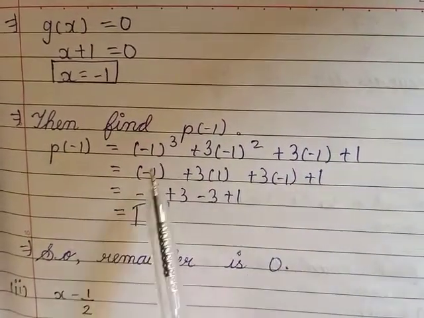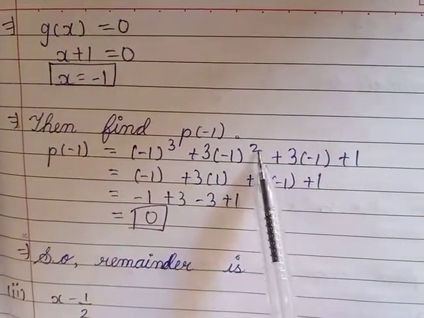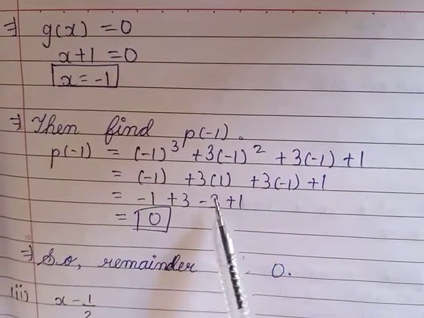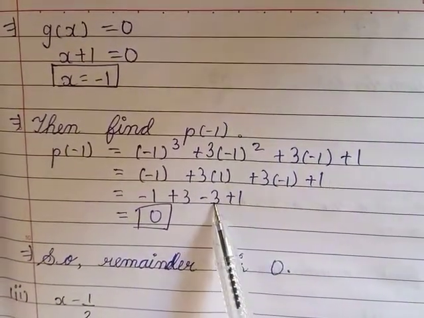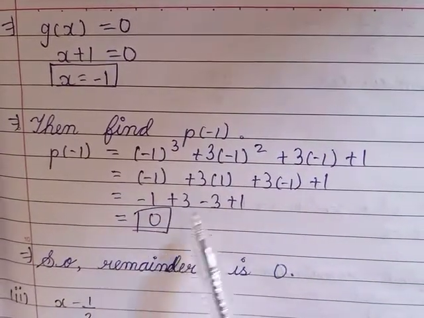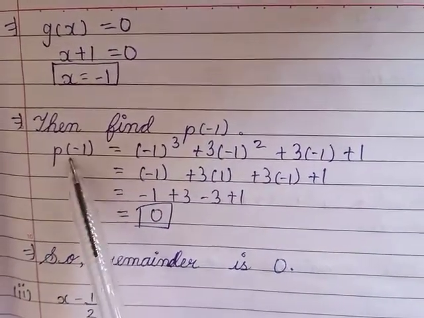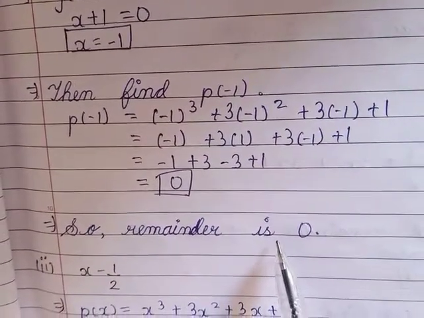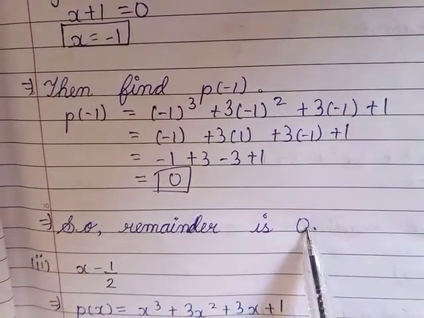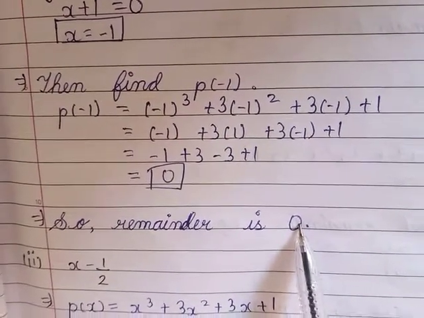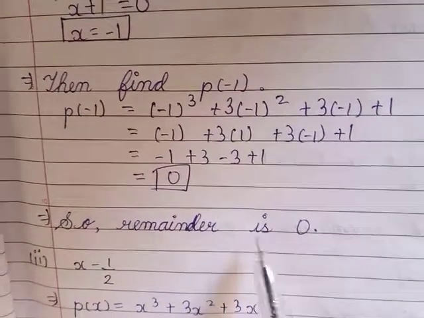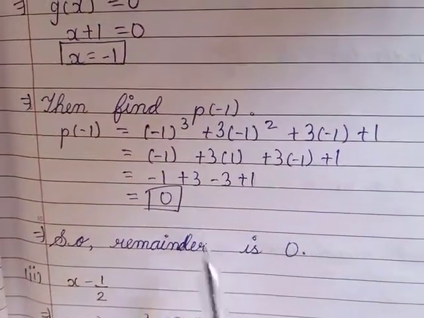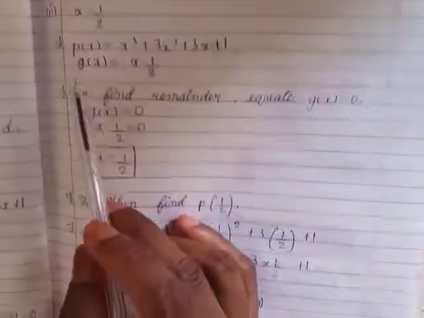So multiply here. So it will be minus 1. Then it is 1, so 1 into 3 is 3. Minus 1 is minus 1 here. And 3 into minus 1 is minus 3, plus 1. So it will cancel out and become 0. So p of minus 1 becomes 0. So the remainder is 0. We have to find the remainder only. So the remainder is 0 in this case.